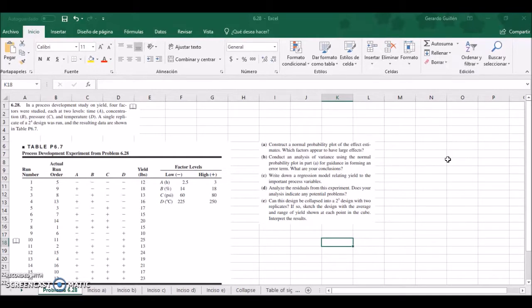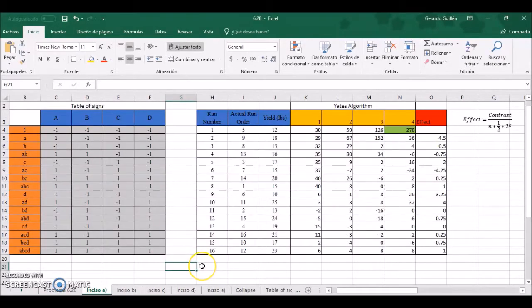Analyze the results from this experiment. Does your analysis indicate any potential problems? Can this design be collapsed into a 2 to the 2 design with 2 replicates? If so, sketch the design with the average and range of yield shown at each point in the cube. Interpret the results. Construct a normal probability plot of the effects.